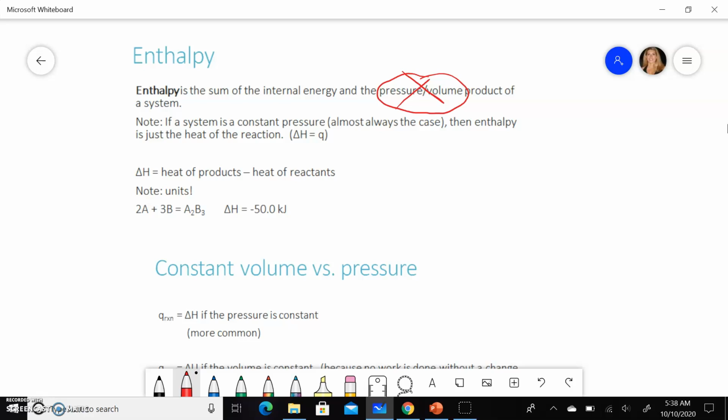However, this is really important. If you're zoning out right now, pay attention. It seems like that unit is kilojoules, right? It looks like kilojoules. It's actually not. It's kilojoules per however many moles there are in the question.